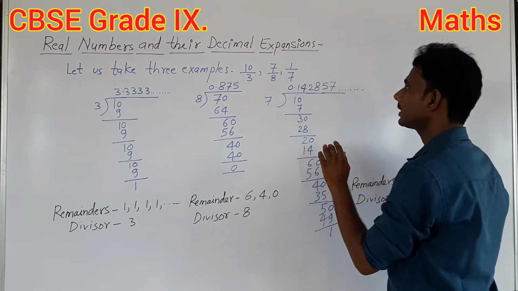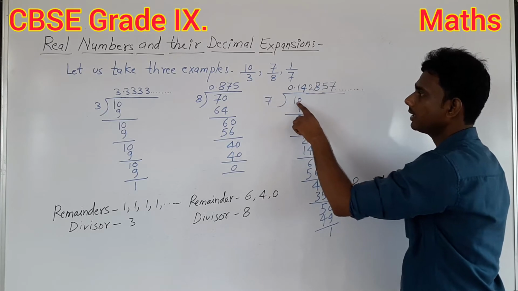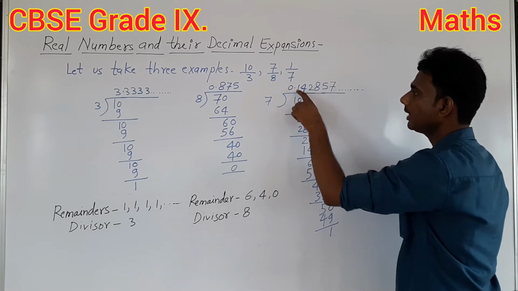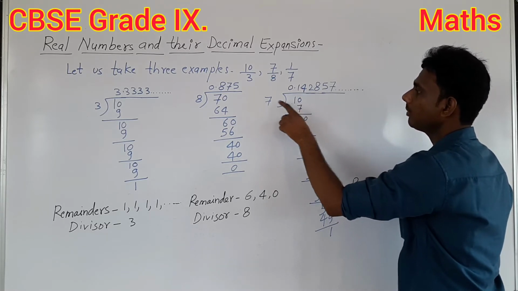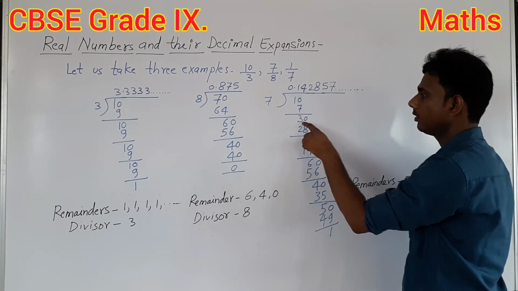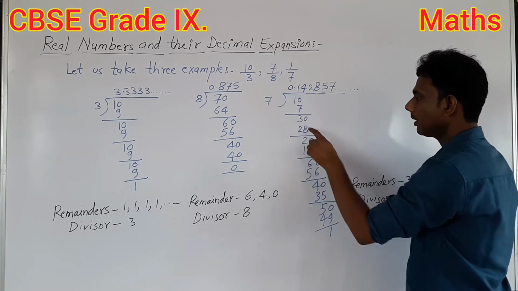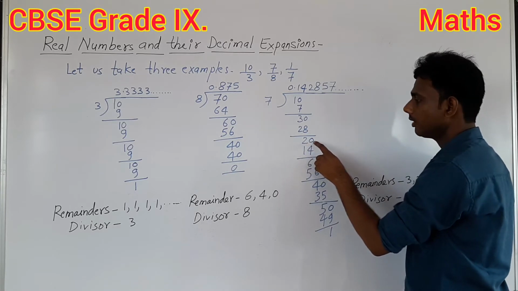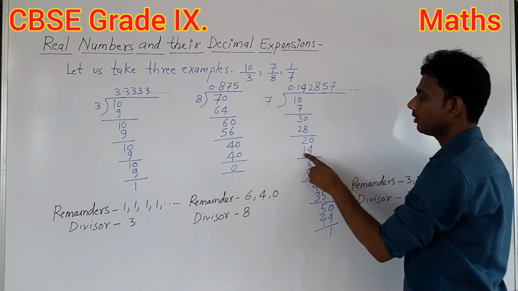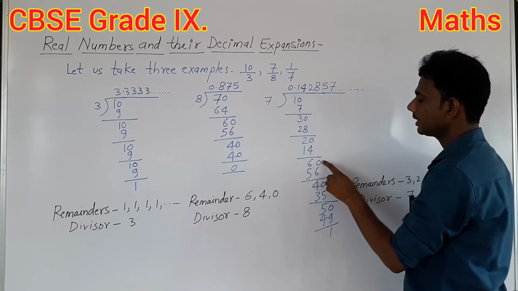In the last fraction, 1 upon 7, means 1 divided by 7. 1 is less than 7, so 1 is not divisible by 7. Then you put a decimal here and write 0. Then 10 divided by 7. 7 1s are 7. 10 minus 7, 3. You write 0. 30. 7 4s are 28. 30 minus 28, 2. Again you write 0. 20. 7 2s are 14. 2 is the quotient and you write 14 here. 20 minus 14, 6.